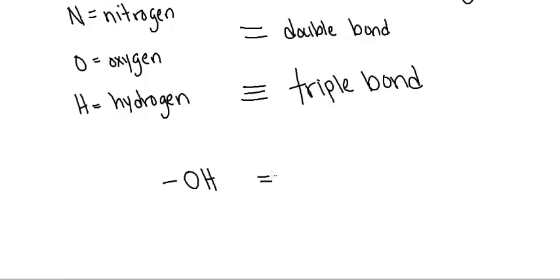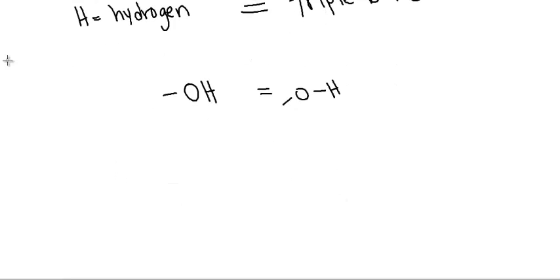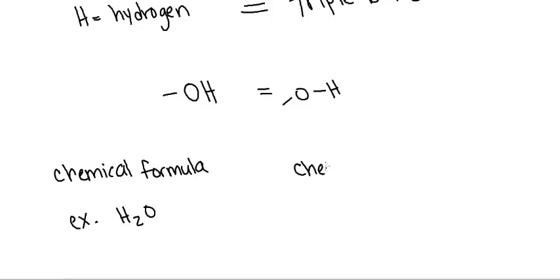You may also see me write OH a great deal. Another way this could be written shows the bond between the oxygen and hydrogen. Finally, you need to understand the difference between a chemical formula and a chemical structure. A formula writes out the elements, such as H2O. The structure shows how they're connected to each other. The oxygen has two hydrogens bound to it.